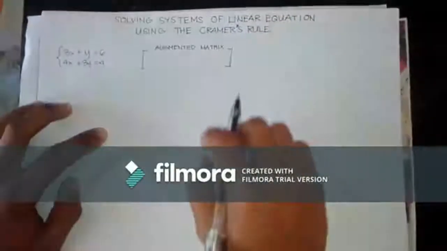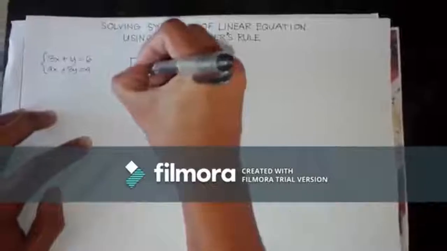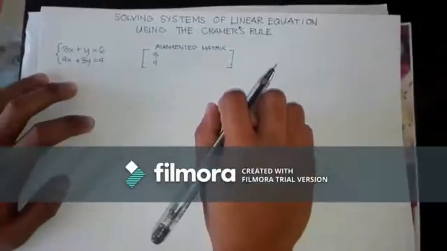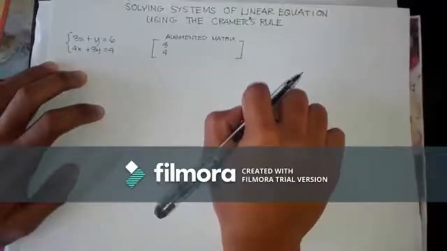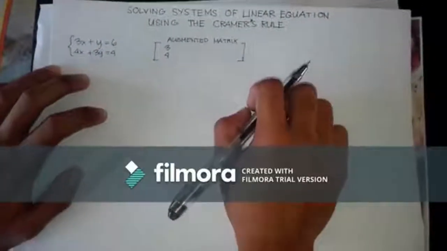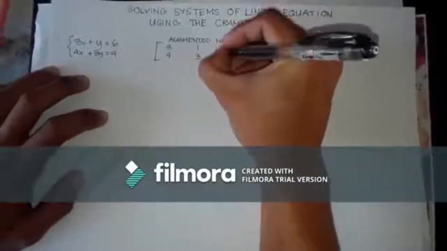So in the augmented matrix, we need to write the x coefficient, and the y coefficient, and the constant.